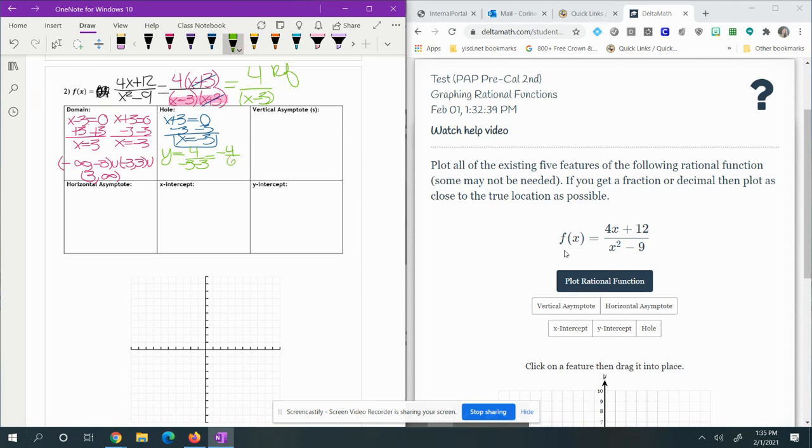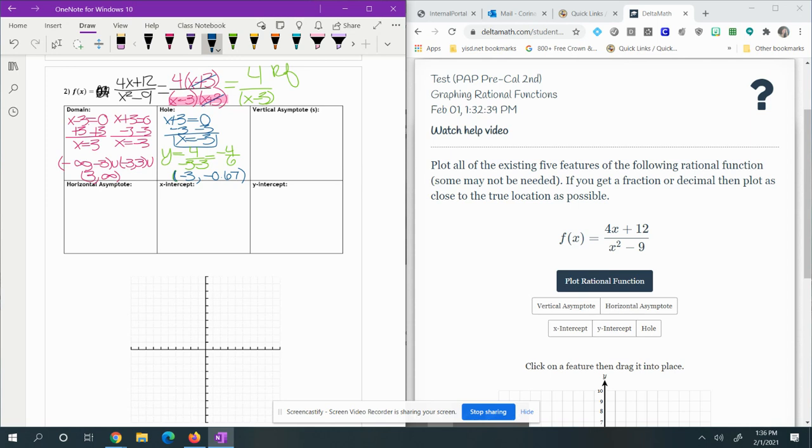Okay, so the coordinate of this point is going to be, our x value is -3, and then -4 over 6 as a decimal is -0.67. If you wanted to, you can also graph it, but I'm going to graph it on Delta Math.